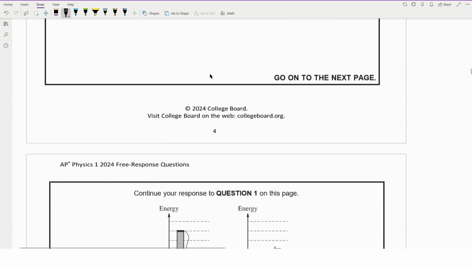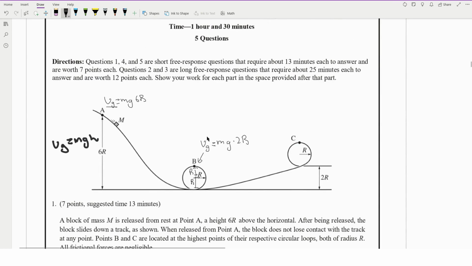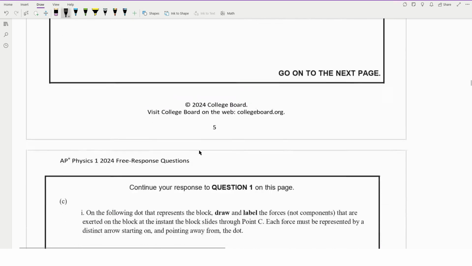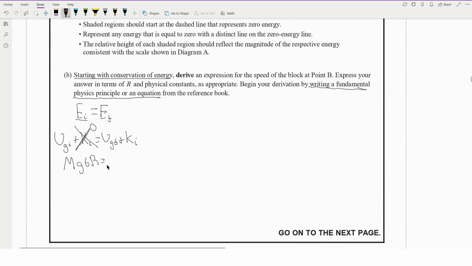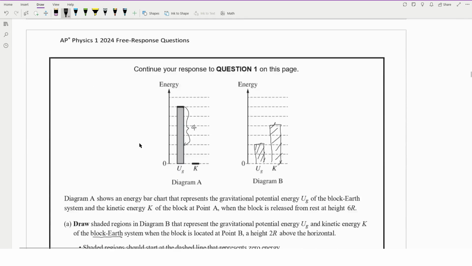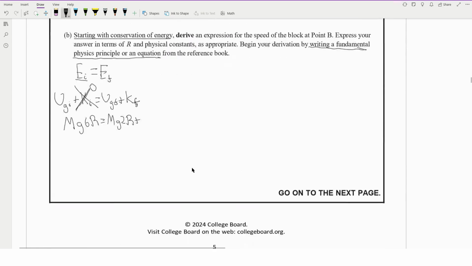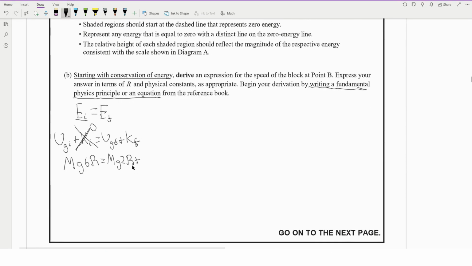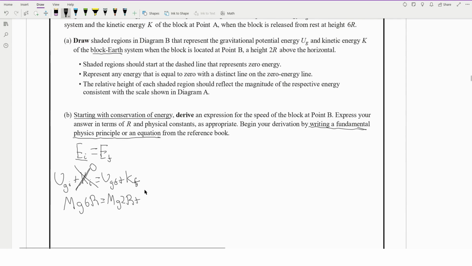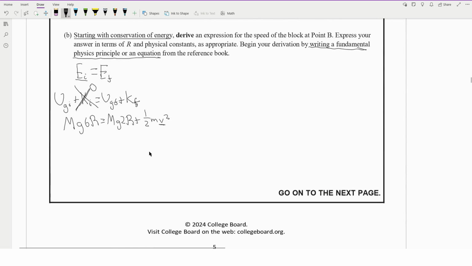equals final. Like I said, the gravitational potential energy would be mg2r plus K initial. Sorry, K final. So K final would be 1 over 2 mv squared. That's given for every single kinetic energy, 1 over 2 mv squared. And now we want to solve for v. So we just isolate for v now.